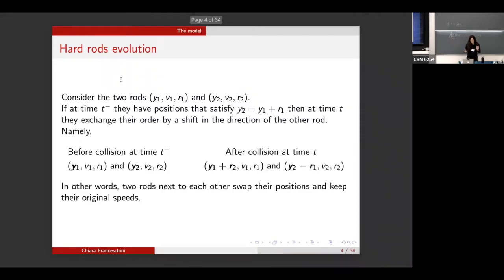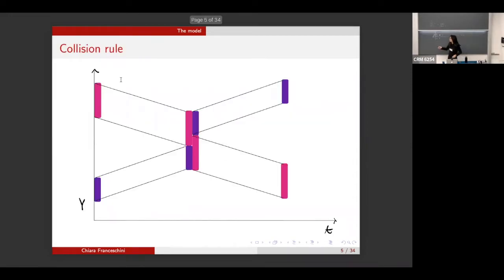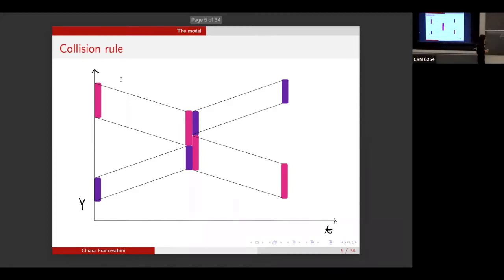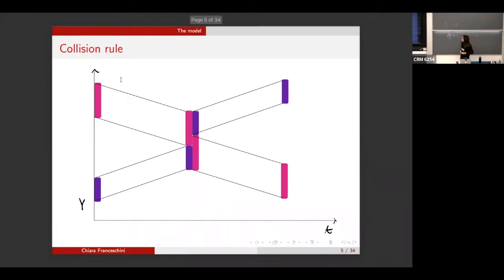And I think it's easier to have a picture to describe what's going on. So for me here, time goes left to right. Y is the initial configuration of these two rods, the purple one and the pink one. And then you see this is T minus. At T minus, they touch each other, they swap position, and they continue their motion with the speed that was assigned at the beginning. Okay, so this is the model.